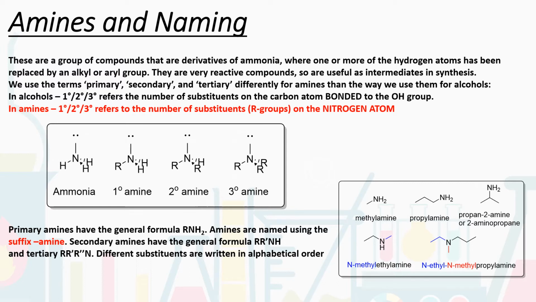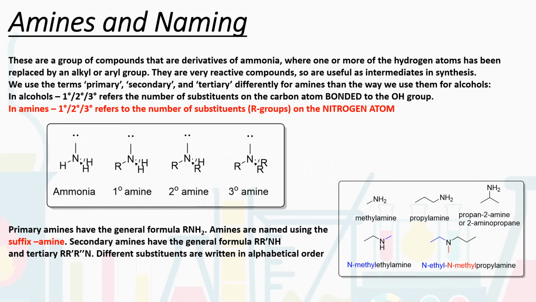Now we can classify amines like we classify alcohol in terms of primary, secondary and tertiary, but the way we classify them is slightly different. In alcohols, the primary, secondary and tertiary refer to the number of substituents on the carbon atom that was bonded to the OH group. In amines it's slightly different, the primary, secondary or tertiary refers to the number of substituents, the number of R groups, carbon-based groups, that are directly bonded to the nitrogen atom. So a primary amine has one R group directly bonded to the nitrogen. A tertiary amine has three R groups directly bonded to the nitrogen atom, for example.